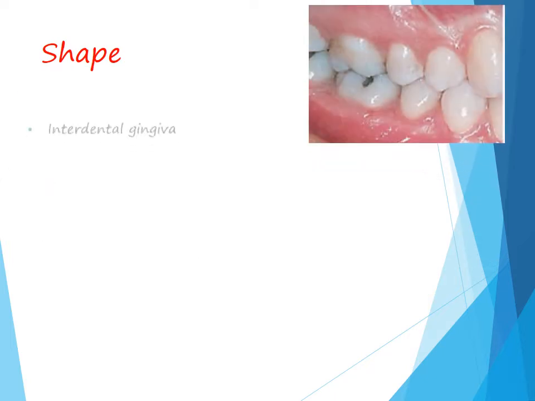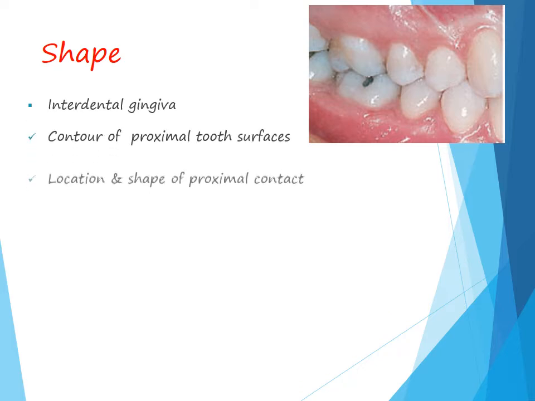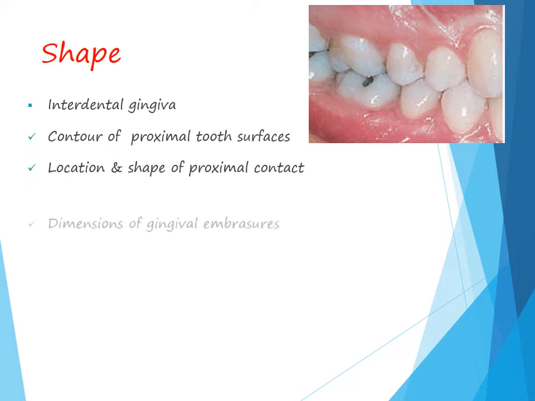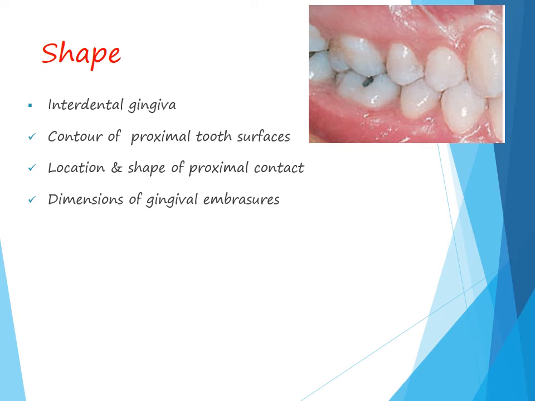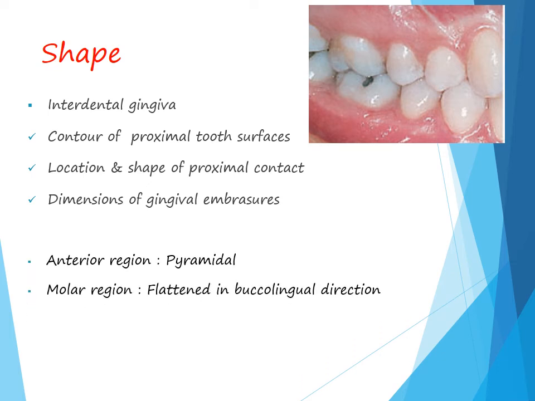The shape depends on the contour of the proximal tooth surface, location and shape of the proximal contact, and dimensions of the gingival embrasures. Now interdental papilla anteriorly is pyramidal shaped, posteriorly it is flattened. If teeth are close together, then the interdental bone is thin mesiodistally, so the interdental gingiva is narrow. In case the teeth are spaced or if the proximal surfaces are flaring out from the area of contact, then we have a flat or broad interdental gingiva.